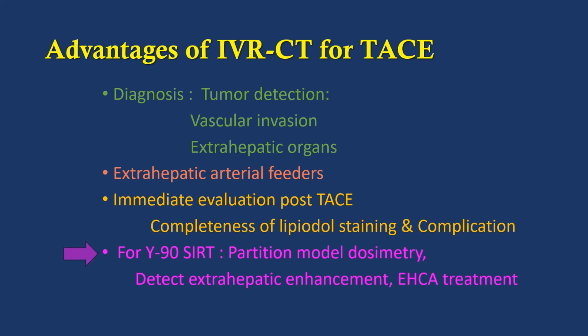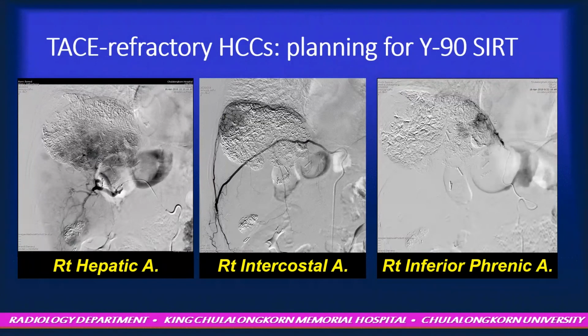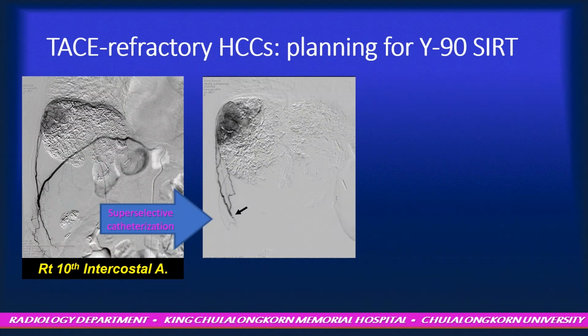For example, this patient had been treated by TACE several times and was sent for Y90 radioembolization. On the workup angiogram, we found extrahepatic collateral arteries from the right intercostal artery and also the phrenic artery. The right 10th intercostal artery supplied a significant amount of tumor at the right hepatic dome. We carefully performed super-selective catheterization deep into the upward portion of the feeding artery.